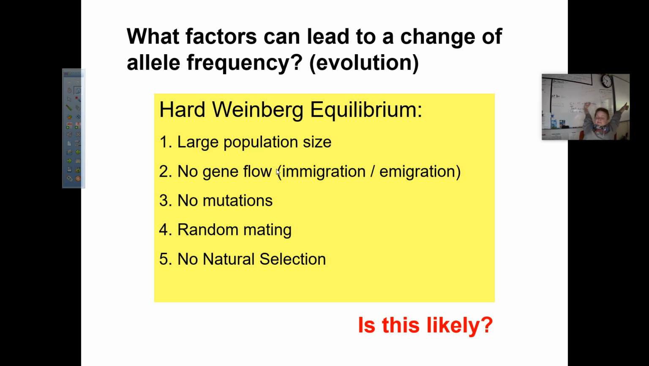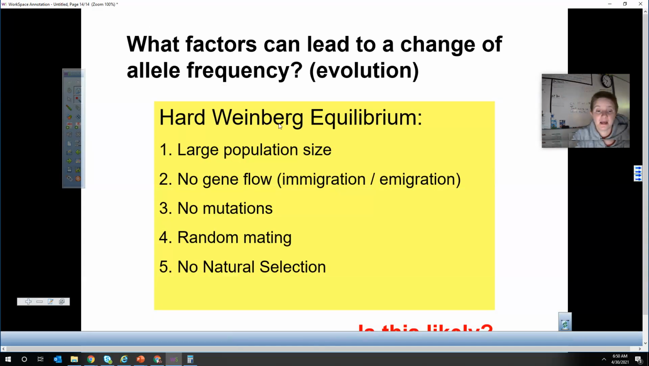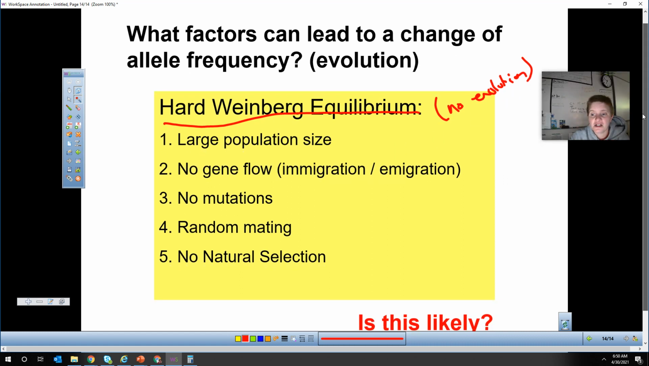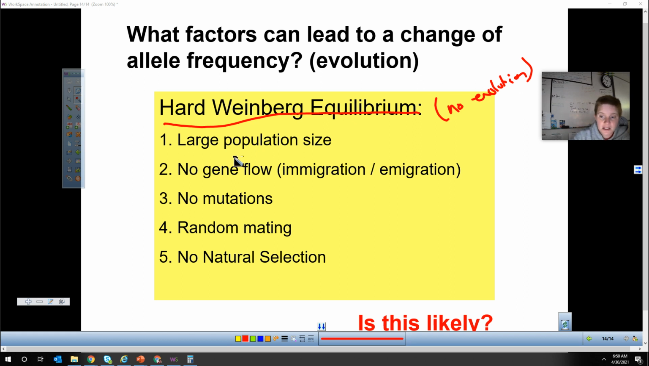Very tired. So, these are how you get equilibrium, the rules for equilibrium, the rules for no evolution. All five of these things must be true if you want the population to not be evolving. So to not evolve, the population has to be a large population size. Small populations tend to evolve quicker than large populations.